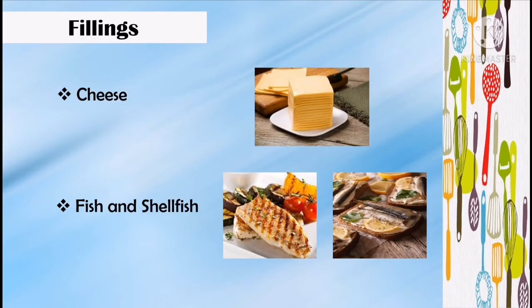Other dry fillings that can also be used are cheese, fish and shellfish, like grilled tuna, sardines, smoked salmon, shrimp, and fish fillet.